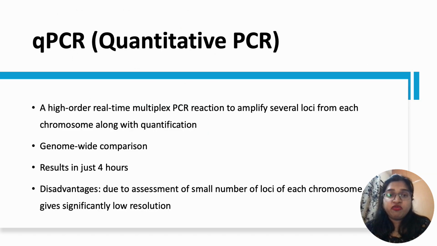Next is quantitative PCR. Quantitative PCR is a high order real-time multiplex PCR reaction. It amplifies several loci from each chromosome along with their quantification. It's a genome-wide comparison. Results are very fast in just 4 hours, but its disadvantages are because we are assessing a small number of loci of each chromosome, its resolution is not that good.